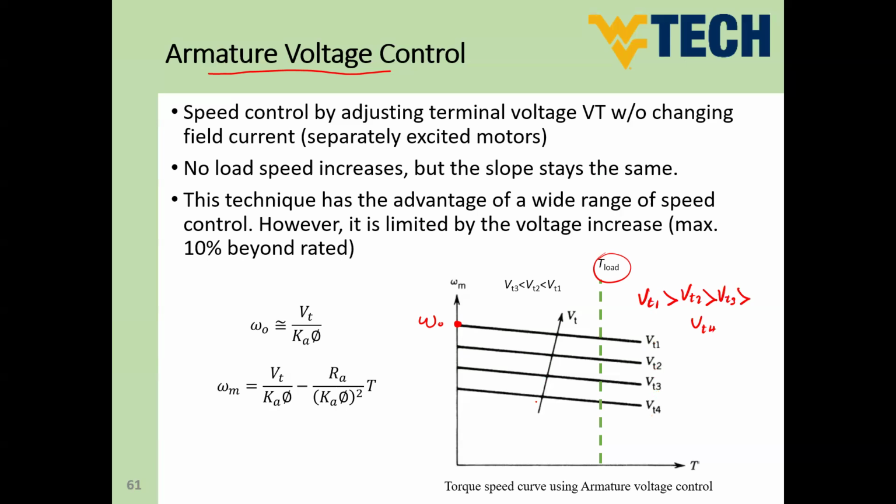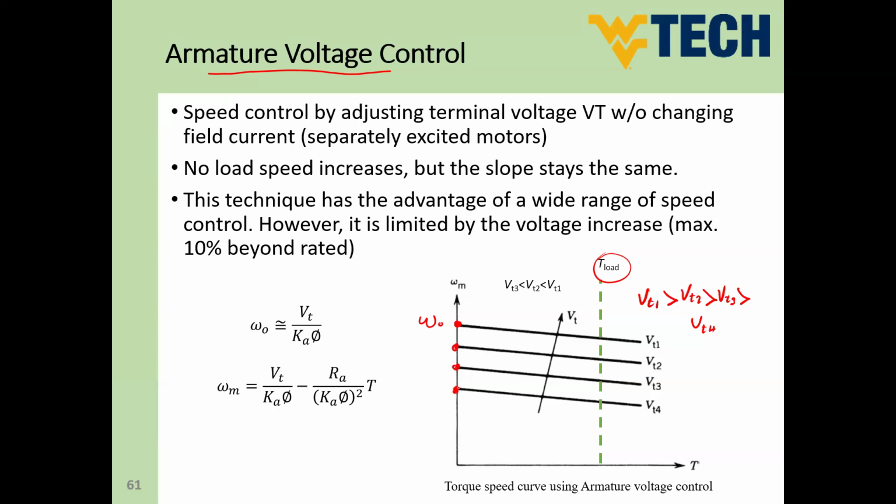So with voltage increase, the characteristic is going to move in this direction, and the value of omega naught will also increase. So assume this is at VT4, this is VT3, VT2, and VT1. This is the direction of omega increase. So this is the first point.